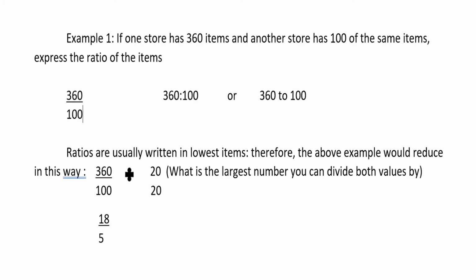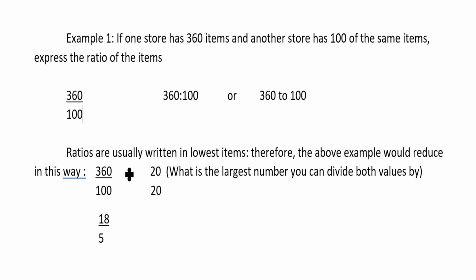Example 1. If one store has 360 items and another store has 100 of the same items, express the ratio of the items. It will give us 360 over 100, or 360 to the ratio of 100, or 360 to 100. Ratios are usually written in lowest terms, therefore the above example will be reduced in this way.